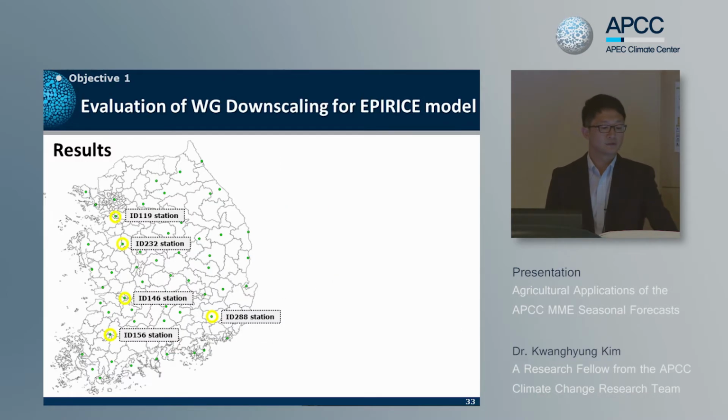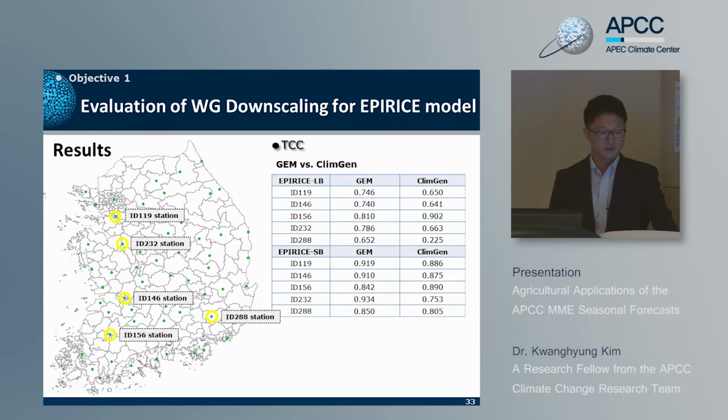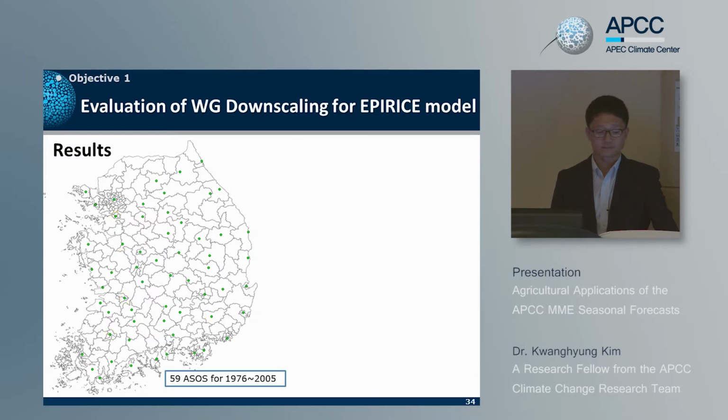Here are the first results from the WG evaluation with the EPIRICE model. For this experiment, we just used 5 representative stations representing most major rice-growing areas in Korea. As you can see here in the table, GEM showed better results than ClimeGen for both disease models, EPIRICE LB and EPIRICE SB. Thus, we chose GEM for the next further experiment.